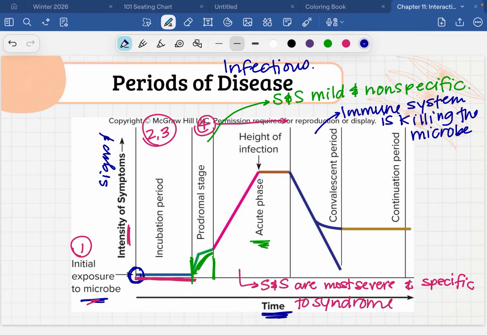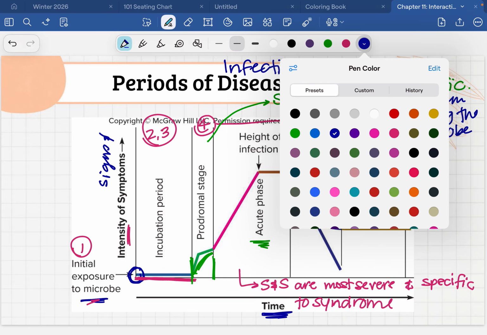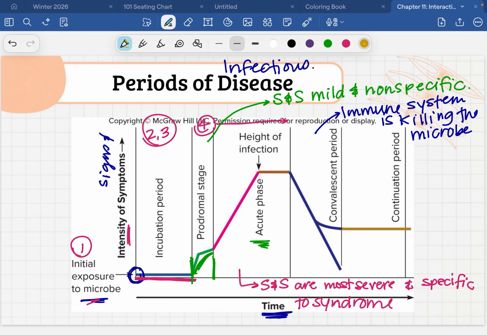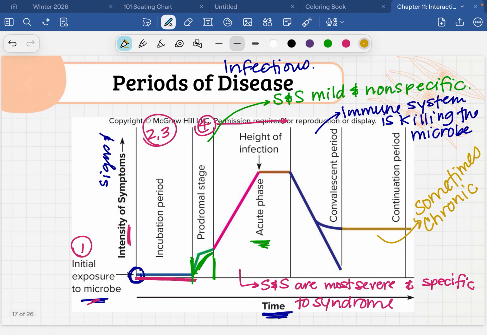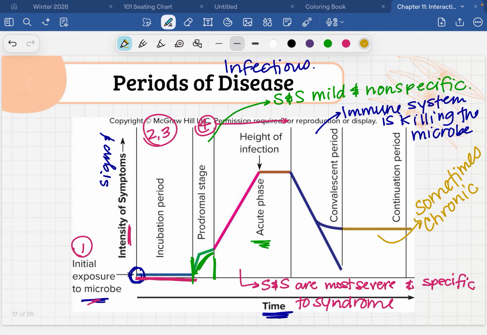And then the last stage is something that only happens sometimes. Okay, this is not something that happens every time. This is a sometimes thing. And that last one is the continuation period. This is something that happens when an illness becomes chronic, meaning that it lasts a long time and there is long-term damage. Now, some illnesses do this, some don't. Some illnesses don't have a continuation period at all.